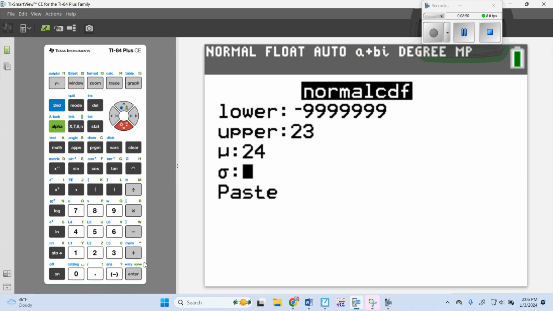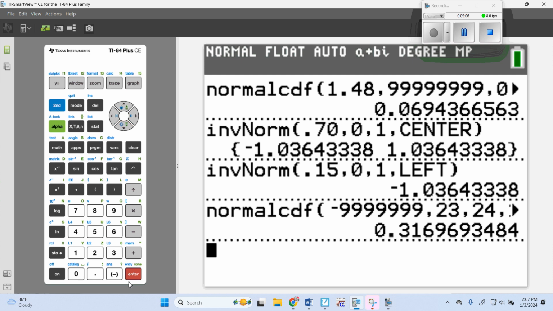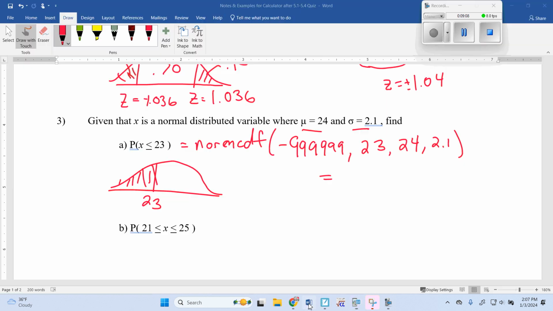So notice, if we're doing this on the calculator, we do not, I repeat, we do not have to use the z-score. We do not have to try to convert it to look at the chart. We can just type that in, and that gives us our answer, which is 0.317.